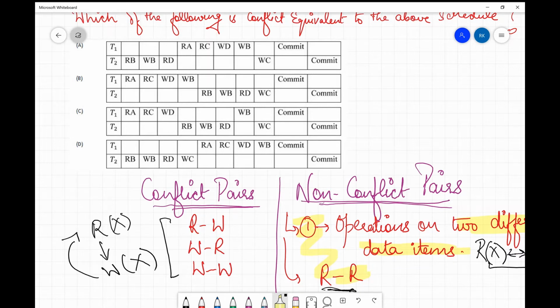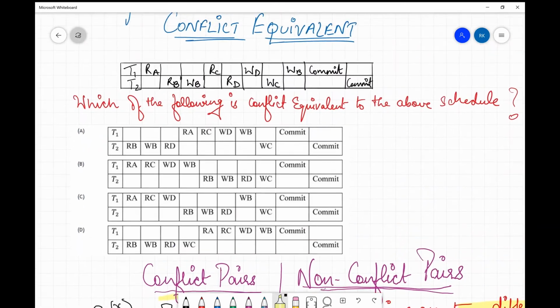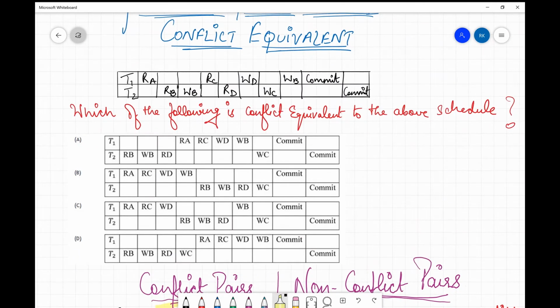So if I am able to preserve the ordering for all the conflict pairs while forming the new schedule from the original schedule, then both the schedules are conflict equivalent. That is the concept of conflict equivalence, and we'll see it eventually when we solve this question, so it will become more clear. Okay.